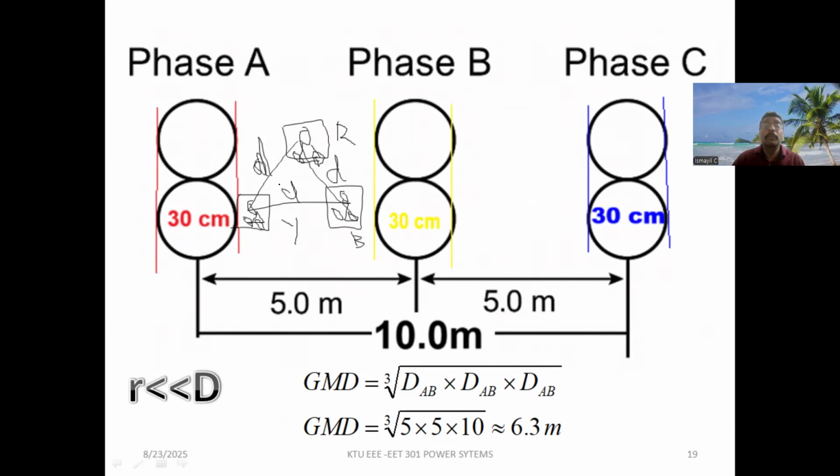In the bundled conductors, their subconductors are placed on a small equilateral triangle, and the bundled conductors themselves are placed on a big equilateral triangle. You try to derive an expression for the GMD. I am giving it as a drill problem to the viewers. Thank you.